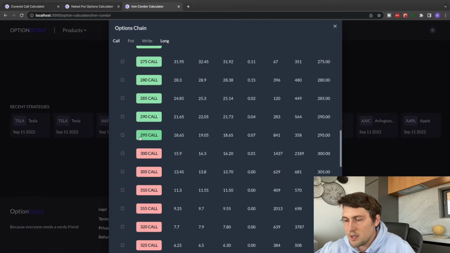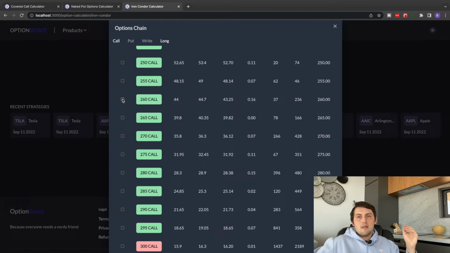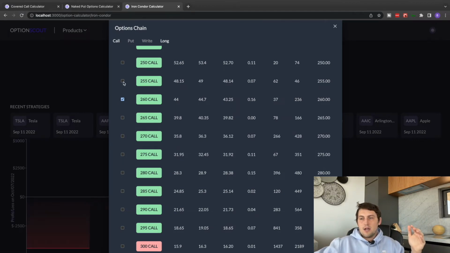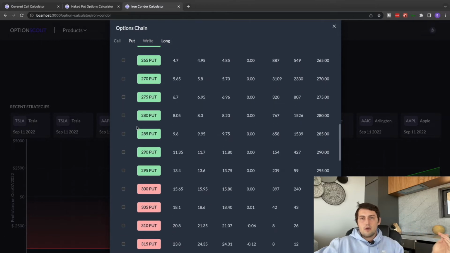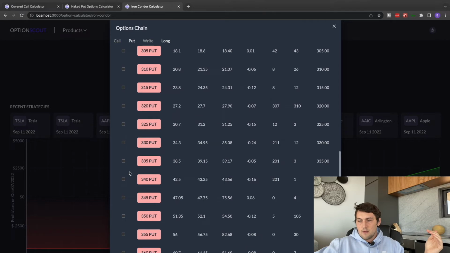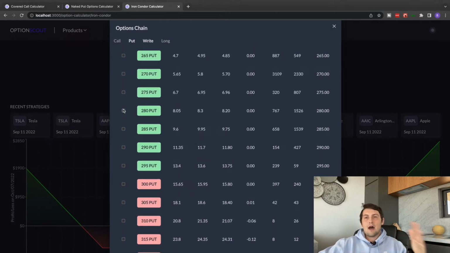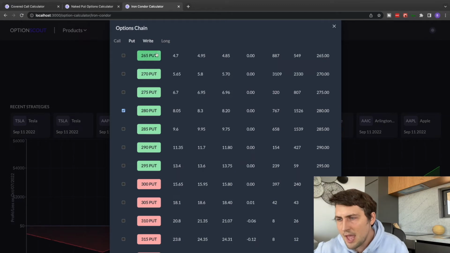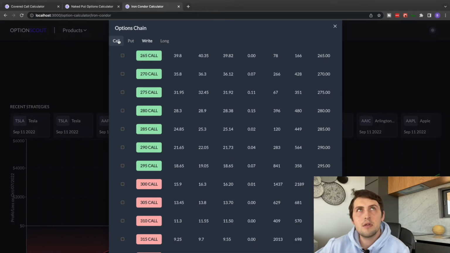So we want to be in the money, and let's go pretty deep in the money, let's do $40 in the money, because right now Tesla is at 300 even. Then let's buy a put, again $40 in the money, which is going to be 340. Now let's switch to writing a put, $20 out of the money, which is going to be 280, and then let's write a call, again $20 out of the money, which is going to be 320.